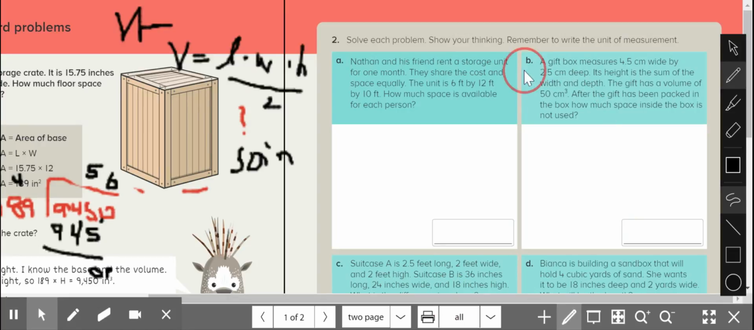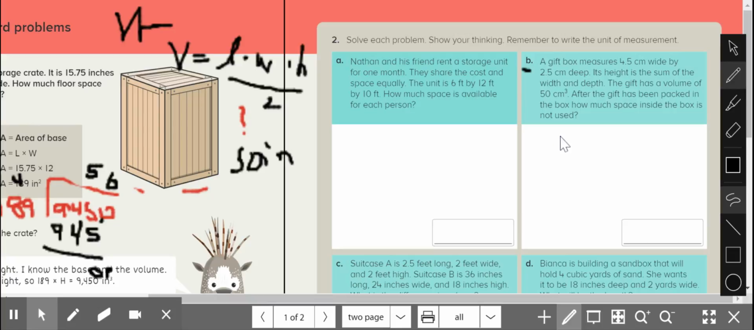Next one, B. A gift box measures 4.5 centimeters wide by 2.5 centimeters deep. Its height is the sum of the width and depth. The gift has a volume of 50 centimeters cubed. After the gift has been packed in the box, how much space inside the box is not used?